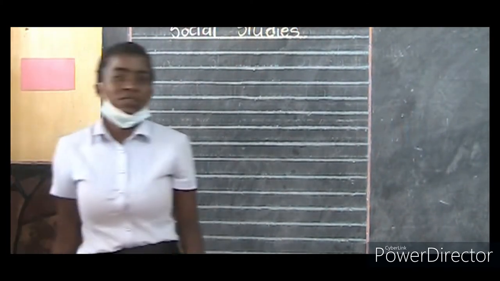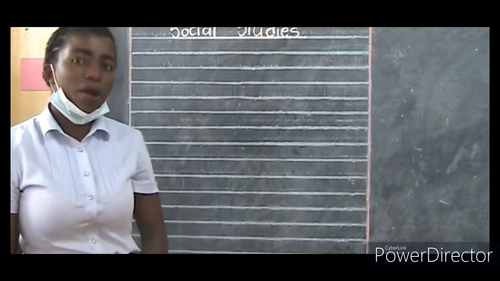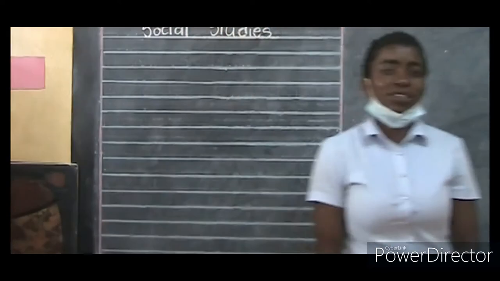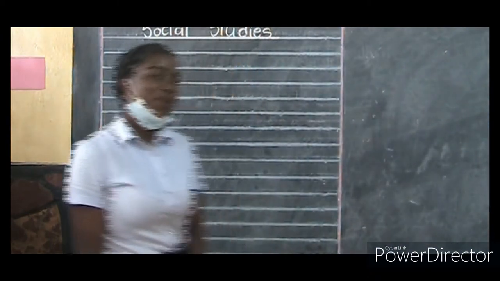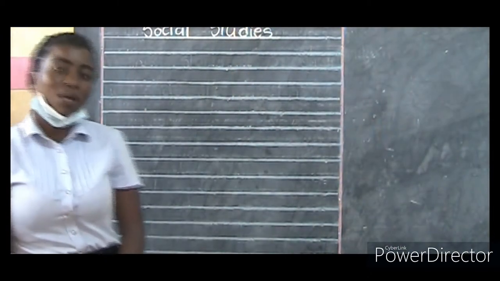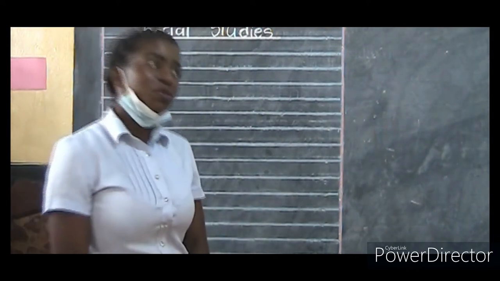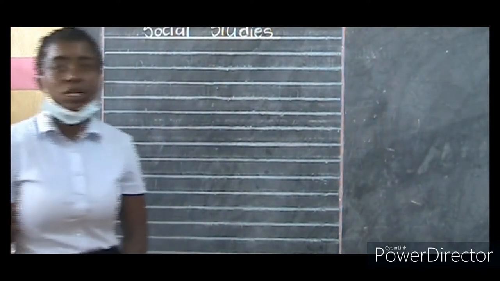So last time in social studies, we were looking at the Good Samaritan. Who is a Good Samaritan? Okay, yes, a Good Samaritan is a person who helps someone by showing love and care to them. And in the same story, we have different characters. Can you tell me some of the characters that were there in the story of the Good Samaritan?